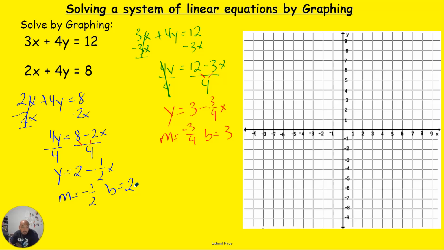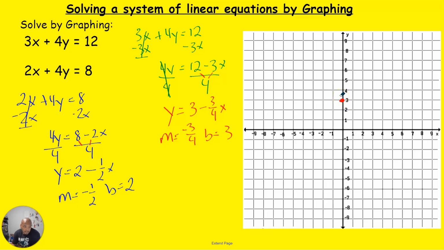Now that we have them both in slope-intercept form, we have our slope and our y-intercept, all we have to do is graph them and see where they intersect. So we're going to take a look at this one first, and we're going to plot our points. Our first point is going to be our y-intercept, which is 3. So we're going to go over 3 and plot our first point.